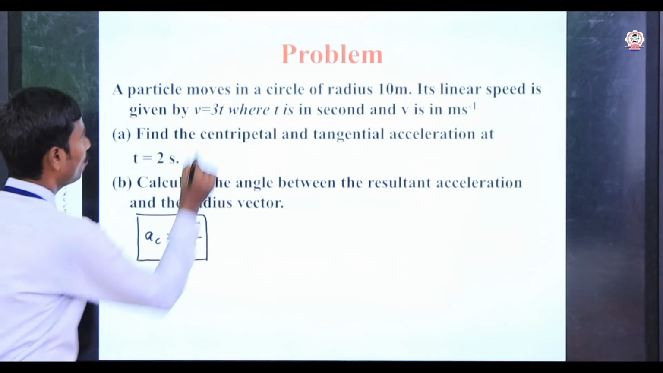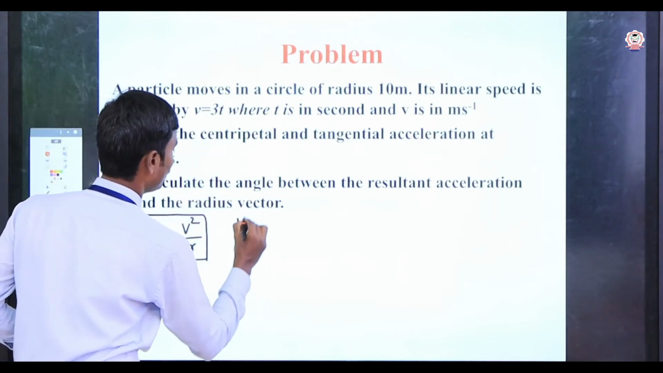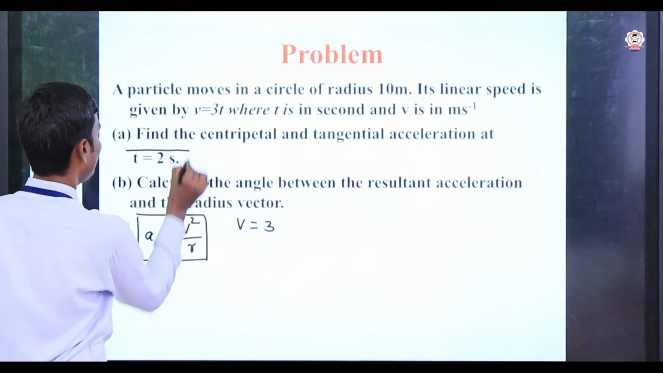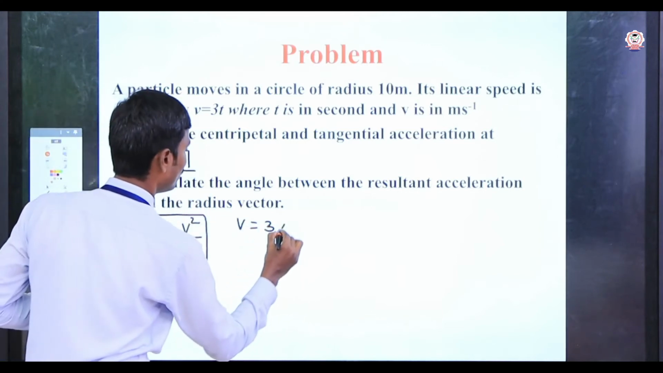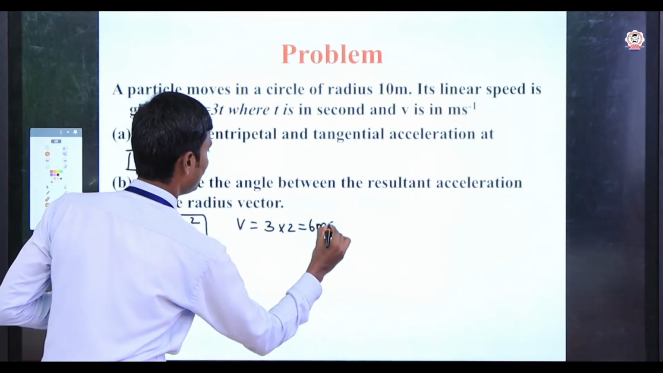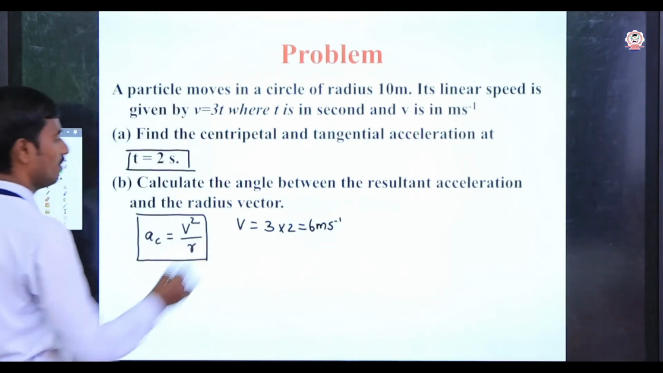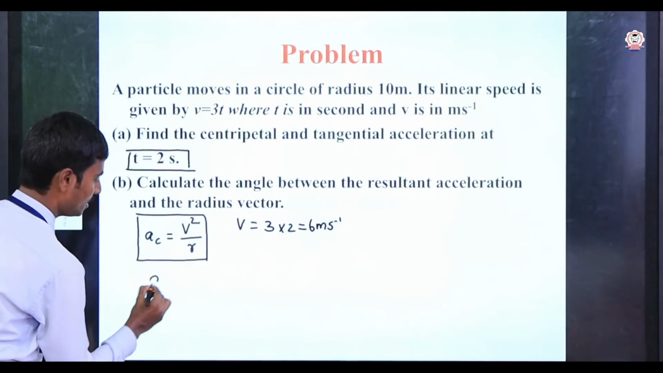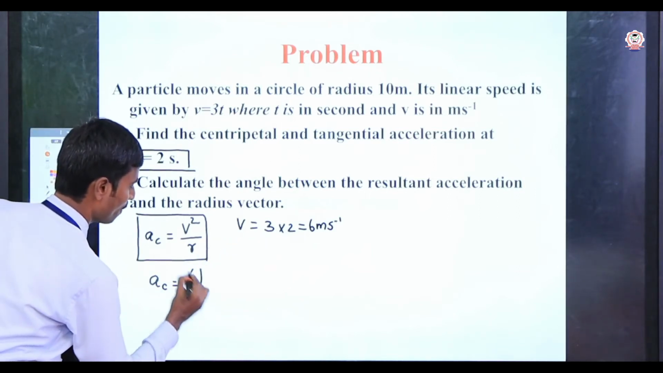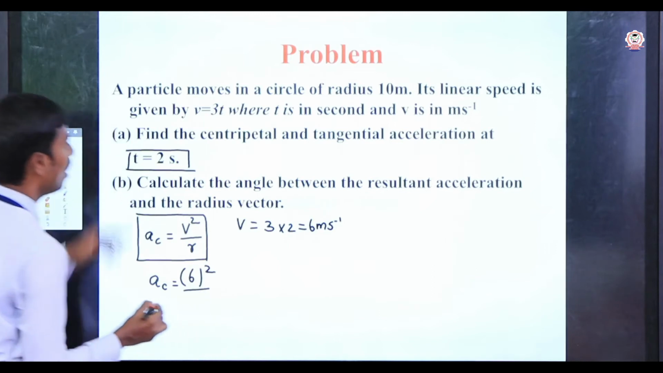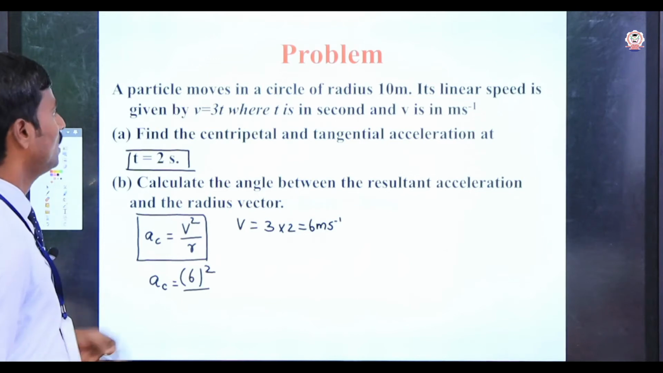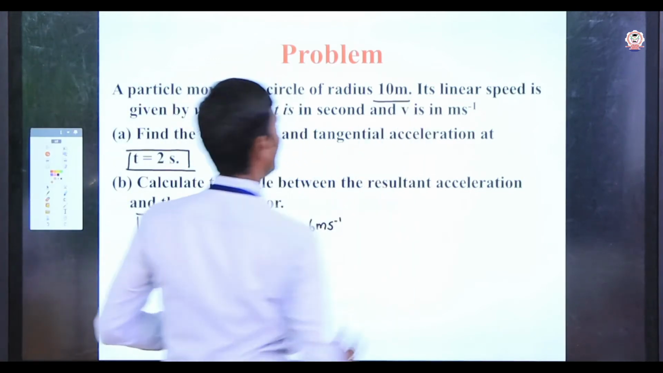Substituting the values, first find the velocity. Here velocity is given: v equal to 3 into t. What is the value of t? t equal to 2 seconds, given data. So velocity equal to 6 meter per second. Substituting this, centripetal acceleration AC equal to v square, 6 whole square, divided by r. What is r? Yes, radius, here 10 meter.